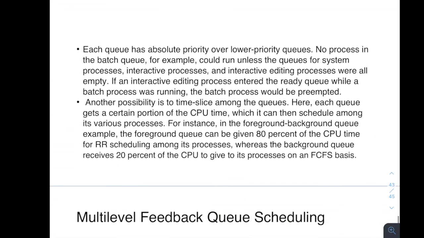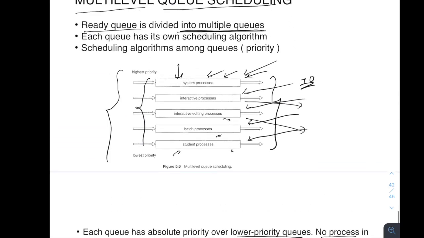Okay, read here. Each queue has absolute priority over lower priority queues, right? So no process in the batch queue, for example, could run unless the queues for the system process and interactive are empty. So basically, no process in student process can run until all these queues are empty, because this is the lowest priority queue, right? That's why.